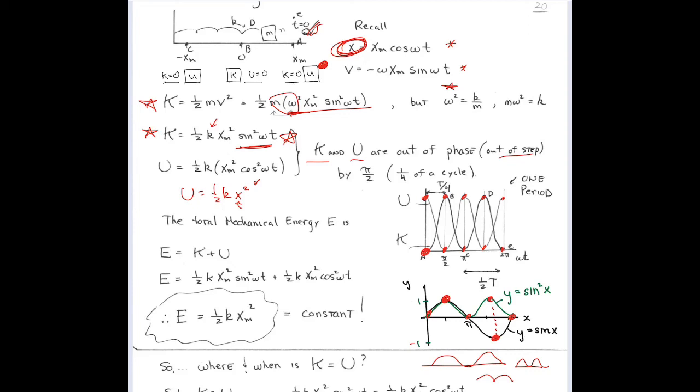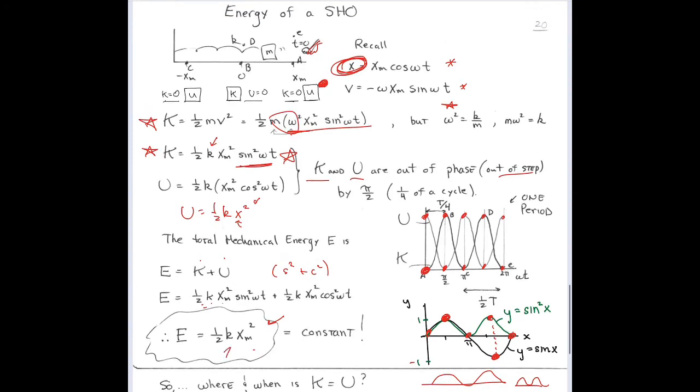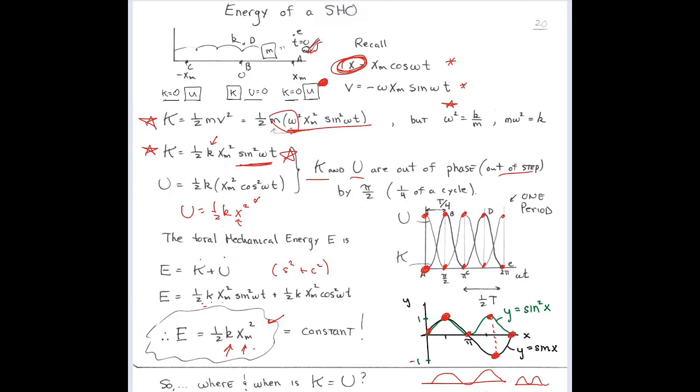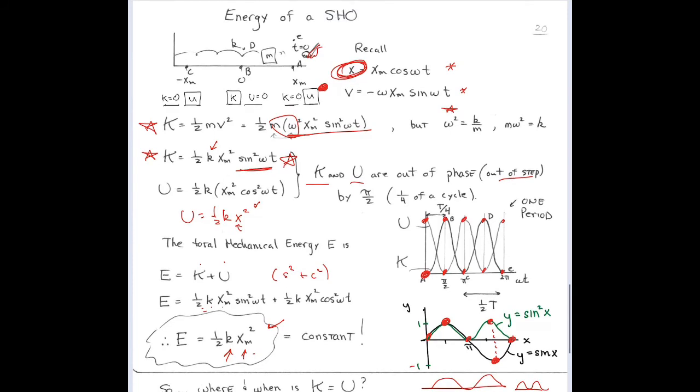So the total mechanical energy, capital E, is always kinetic plus potential. If I add kinetic plus potential, I can factor out 1/2 k x max squared, and I have sine squared plus cosine squared, which is 1. And I wind up with that. So the total energy is 1/2 k x max squared. Well, k is the spring constant, a constant, hence its name, and x max is a constant. It's whatever amplitude you let it go. So the total energy remains constant, assuming there's no friction.